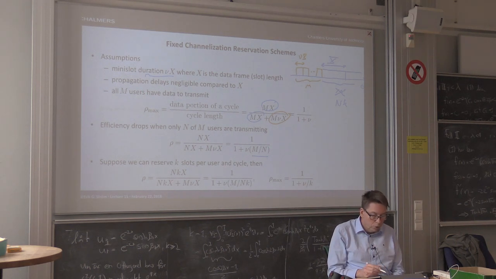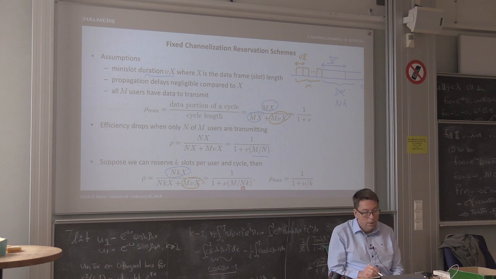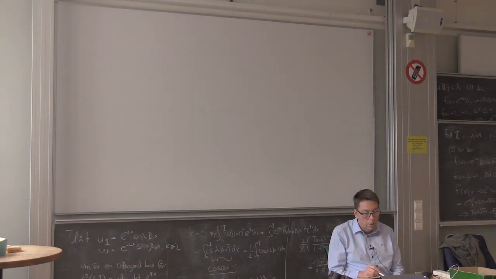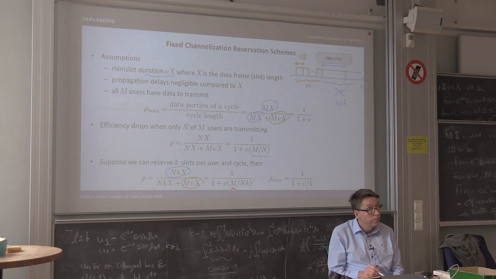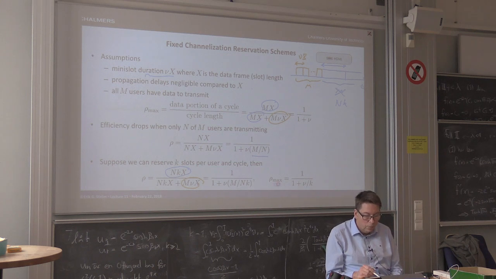And then the data portion is n times k times x, and the reservation interval is the same, m times nu times x. And if we just do the calculations, we get this type of expression, and we see we get good efficiency if k times n is large or at least dominating m, right? Okay, and then rho max is then nu divided by k in this case. That is completely wrong, right? Is this wrong? This is the efficiency.